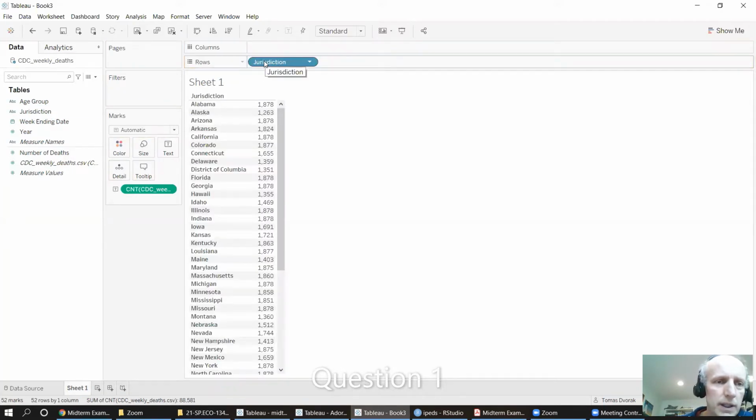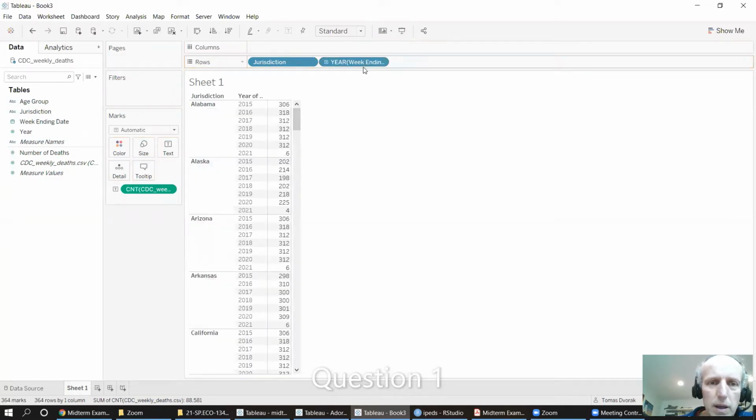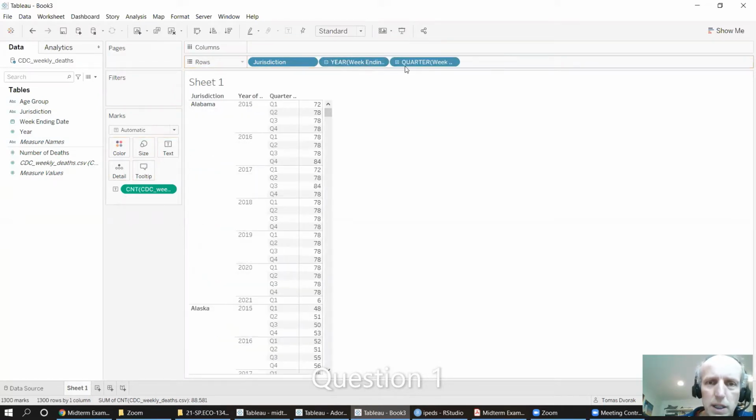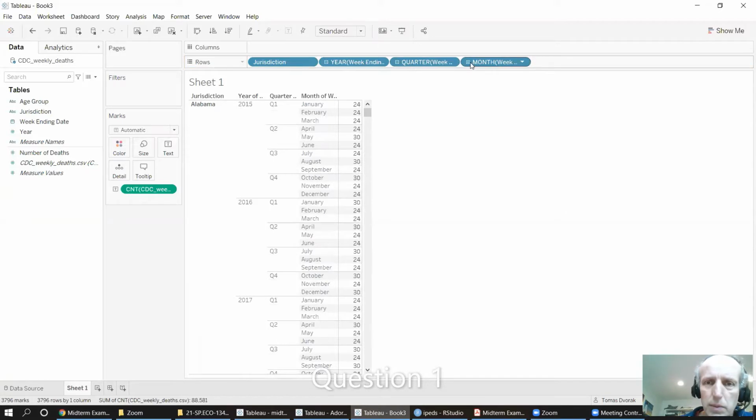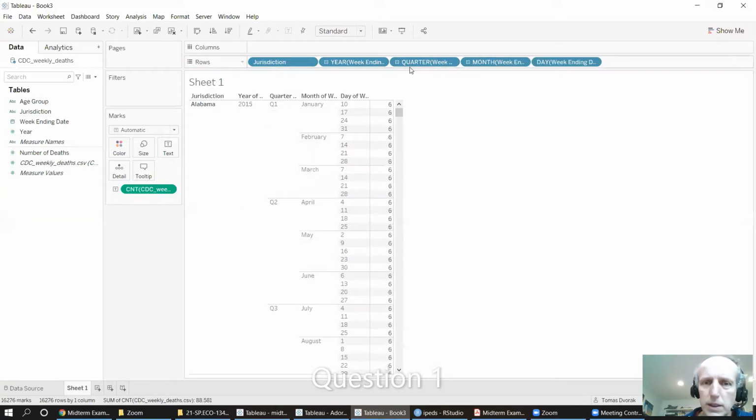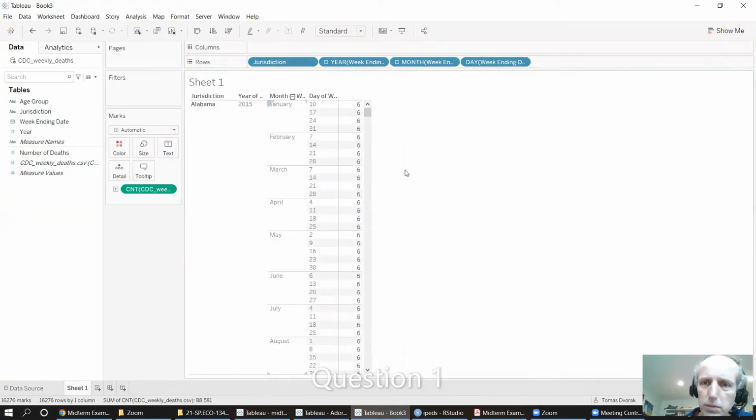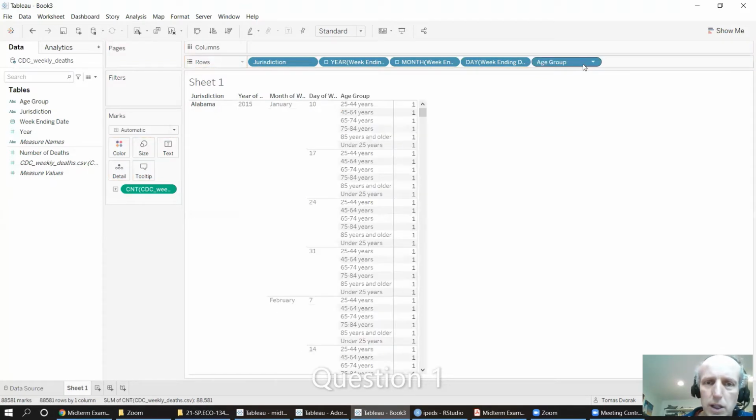So it clearly looks like it's going to be jurisdiction or state, but for each state we have lots of observations. So it's probably going to be also broken down by date, not just year, but probably all the way down to an actual specific date. And on each day for each state we actually have 6 observations, and that probably means that each of those 6 observations are for different age groups.